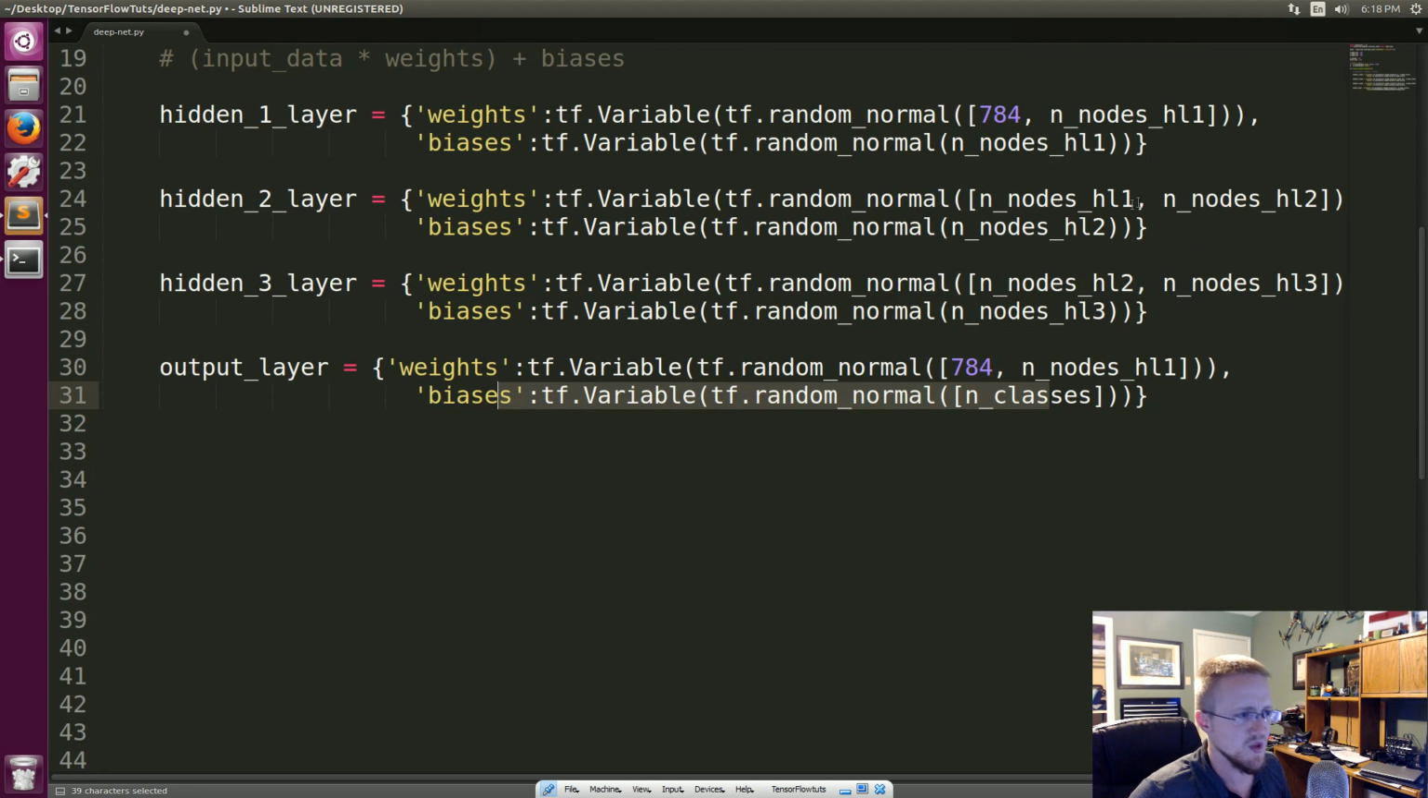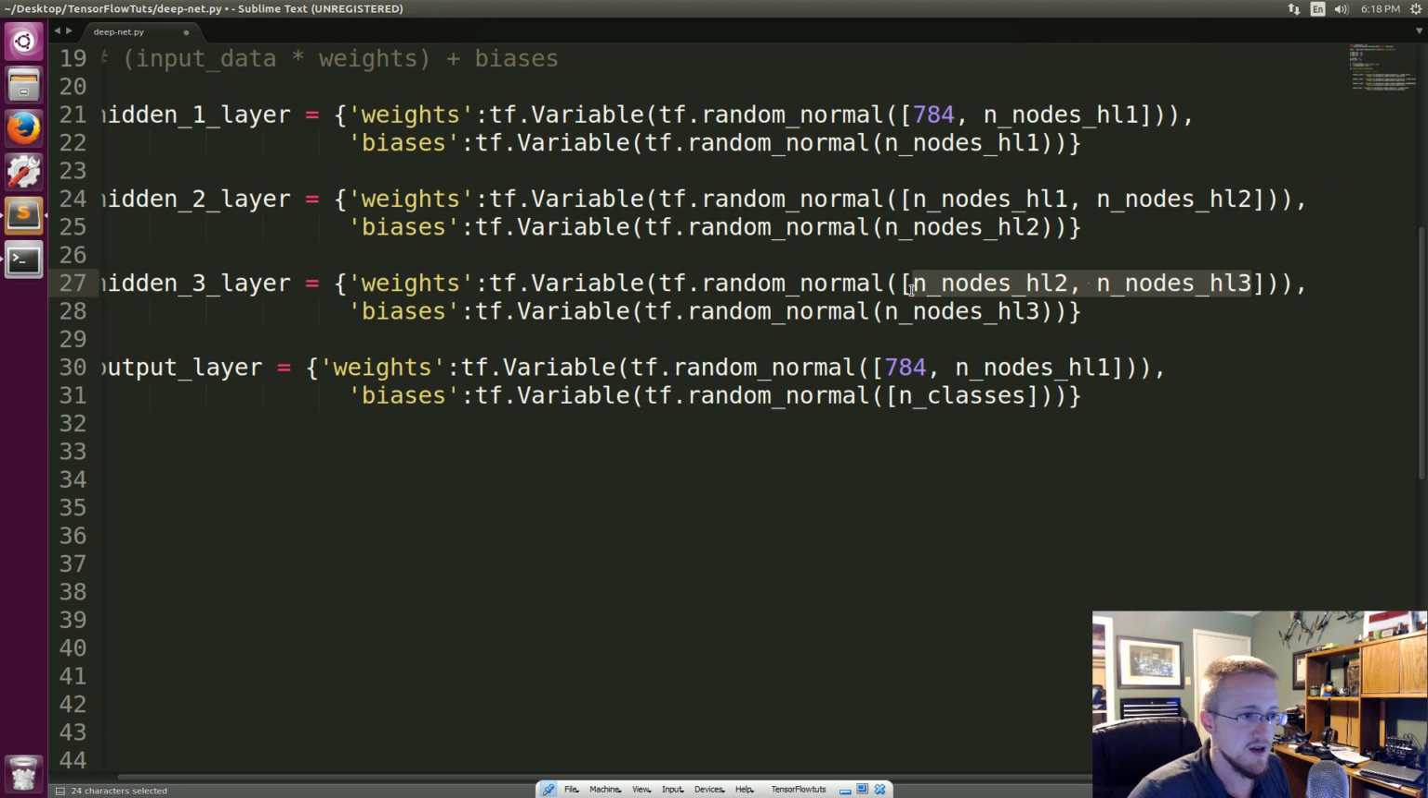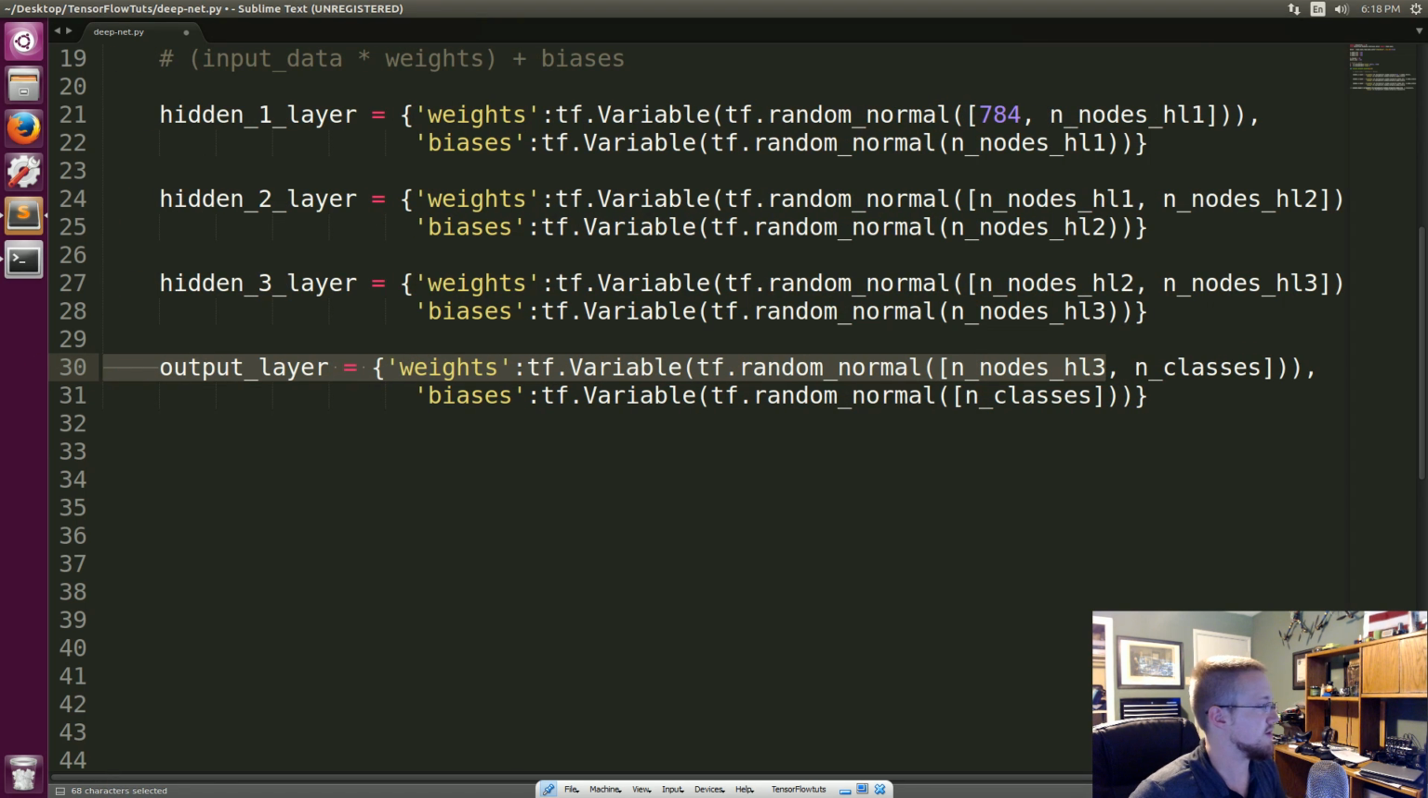Now I kind of zoomed through this. Let's see. Down here, we should have finished this. So this would be 3 by the number of classes. Cool. All right. So we've got that all defined.